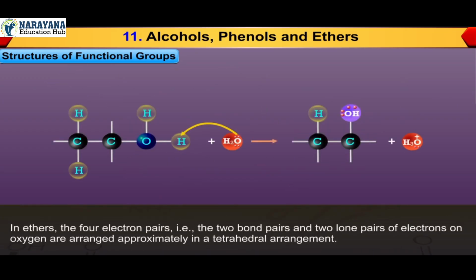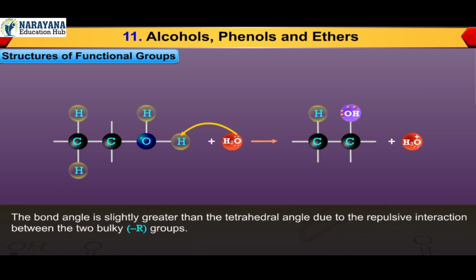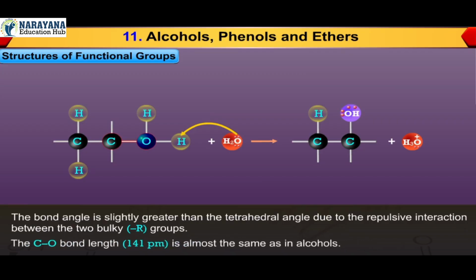In ethers, the four electron pairs, that is, the two bond pairs and two lone pairs of electrons on oxygen, are arranged approximately in a tetrahedral arrangement. The bond angle is slightly greater than the tetrahedral angle due to the repulsive interaction between the two bulky -R groups. The C-O bond length, 141 pm, is almost the same as in alcohols.